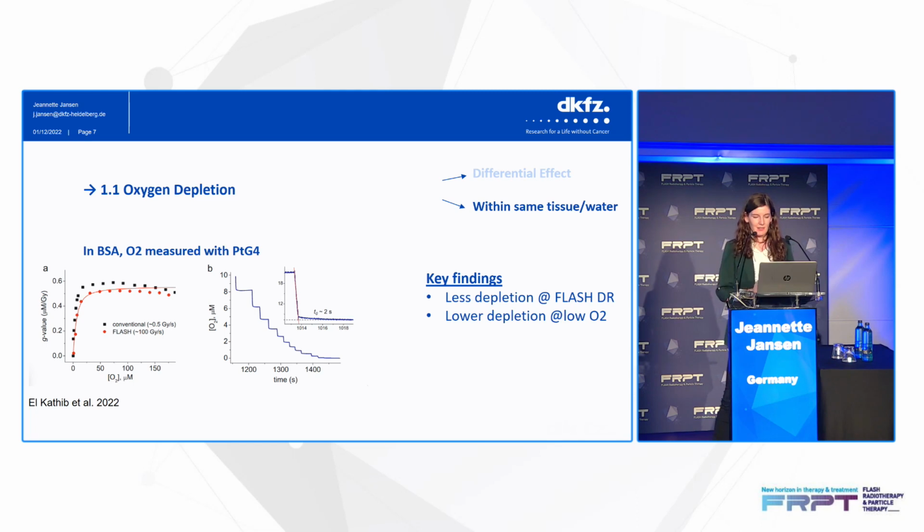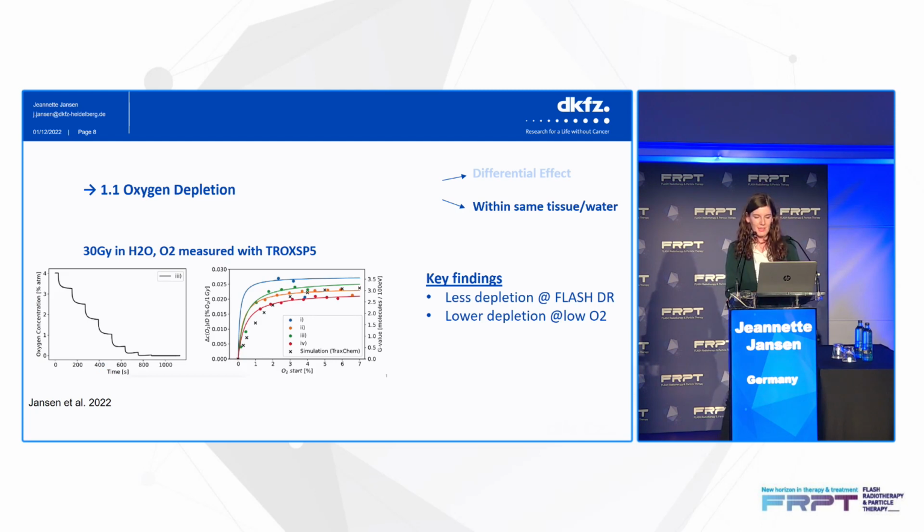There were other studies as well, for example, this one from Mina El-Kadib from this year, where they also measured O2 depletion as a function of dose rate. And what they found, interestingly, was also that there was less depletion at flash dose rate. This was not in water, but in BSA. And they also found that the step size got slower. What does it mean? This means for low oxygen levels, we have a lower depletion. And I want to stress that because I will come to this point again later when we discuss the differential effect.